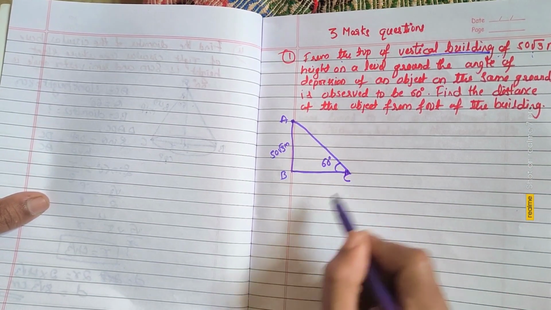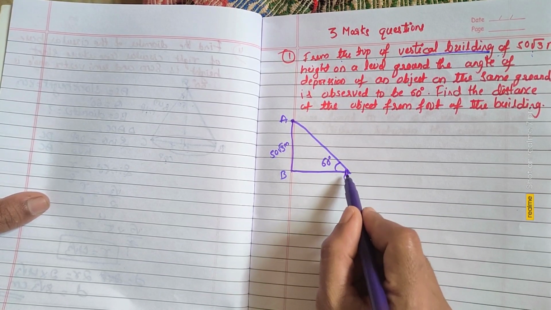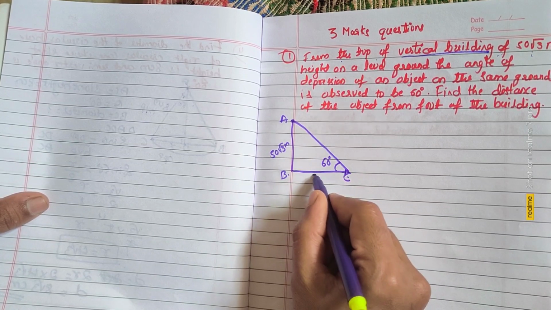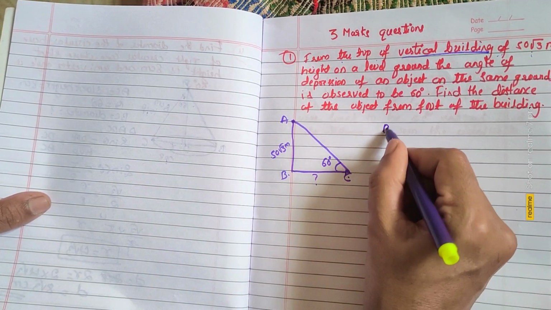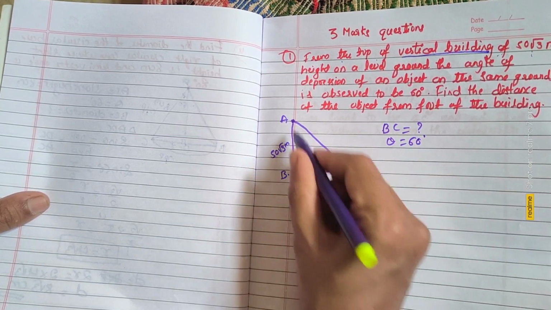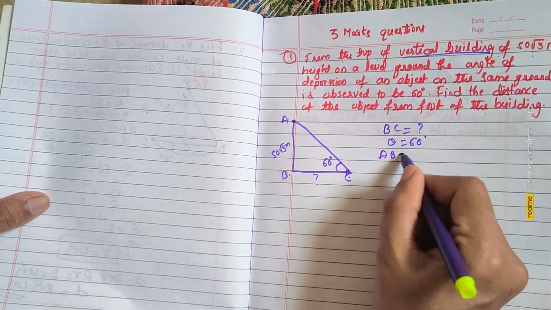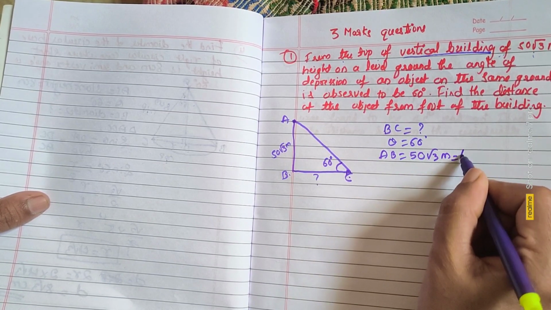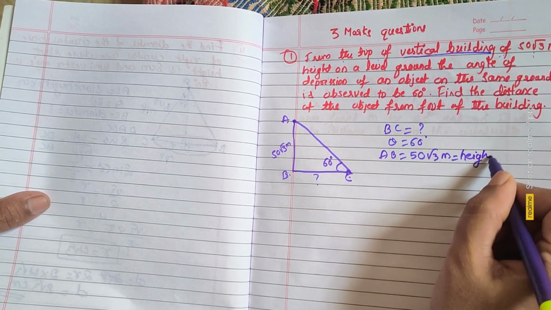This is the object. We need to find the distance of the object from the foot of the tower, which means we need to find BC. Then theta is 60 degrees. The height of the building AB is 50 root 3 meters. This is the height of the building.